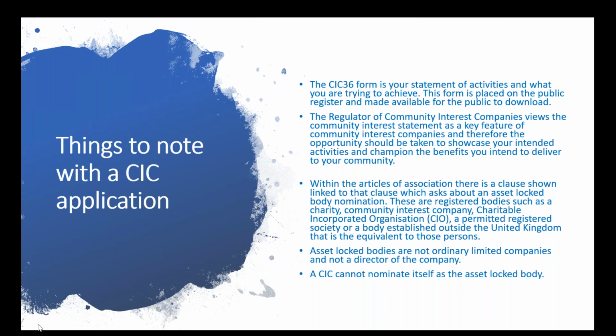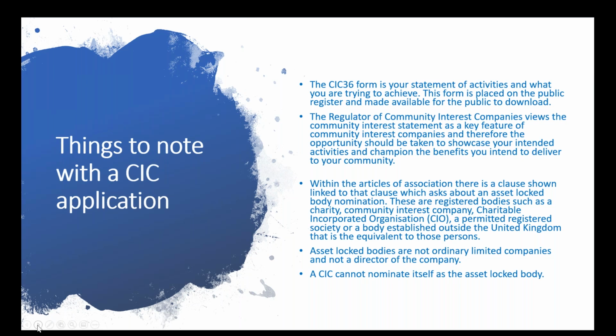I've made mention in the webinar about the asset lock quite a lot. Within the Articles of Association, there is a clause linked to the asset lock, which asks you about an asset lock nomination. Now, these are registered bodies such as a charity, community interest company, charitable incorporated organisation, a permitted registered society, or a body established outside the United Kingdom that is equivalent to those persons. So if you're going for the community interest company application and you want to nominate an asset lock body, it needs to be a registered entity. It can't be your company as you're going to be a CIC. It's somebody you're paying it forward to.